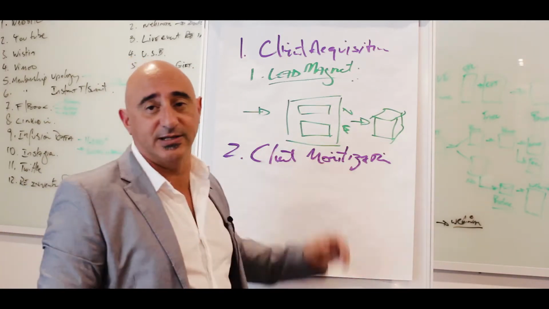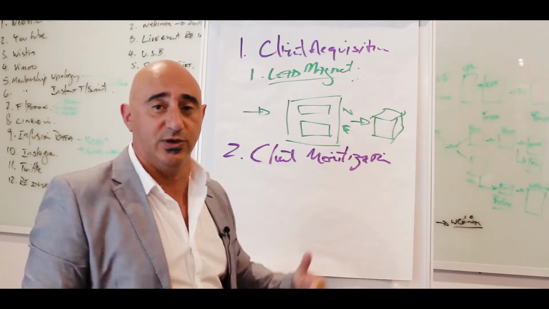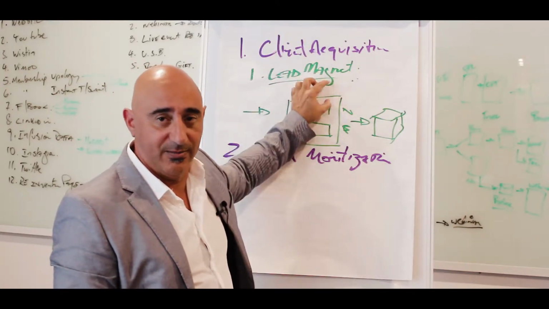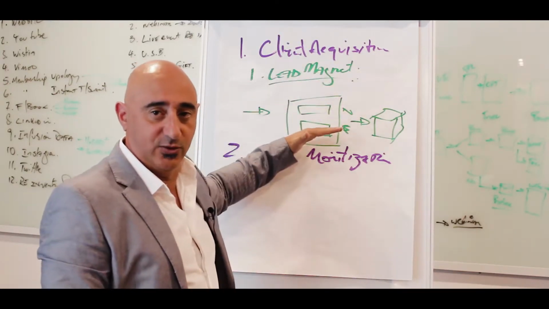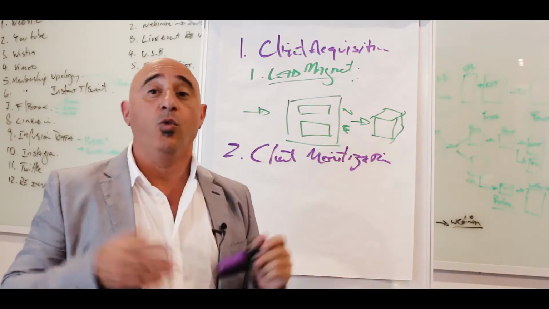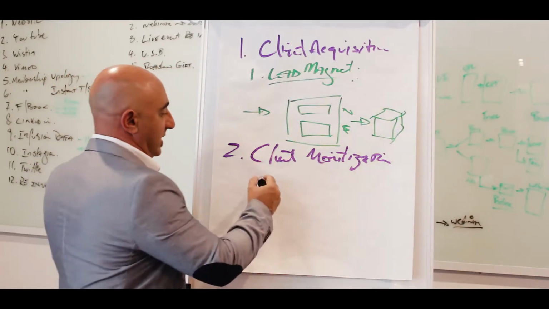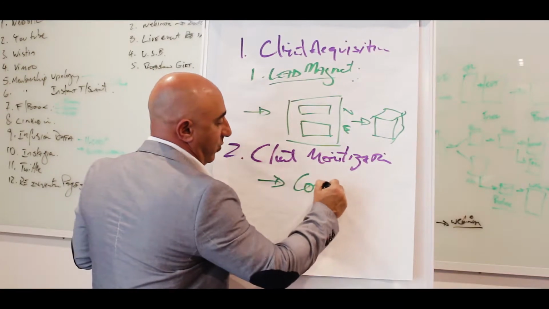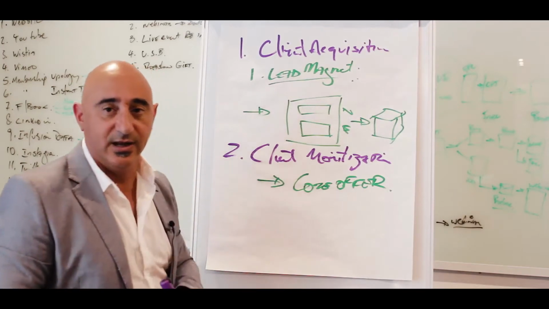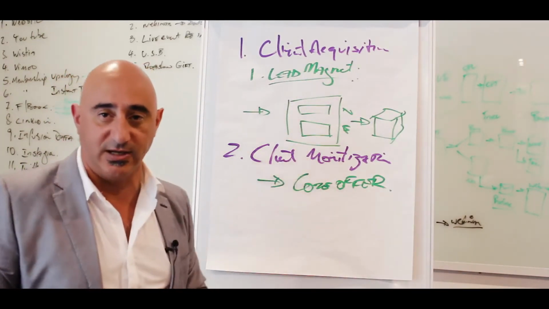Now, client monetization, once again, is the core offer. So in other words, you're taking people from being a prospect, to acquiring them, to converting them into a client, and now being able to monetize that client. What do I do now with that client? This is where you're offering, once again, your core offer, or what your dominant level of work is. That's your core offer. There's plenty of different monetization strategies.